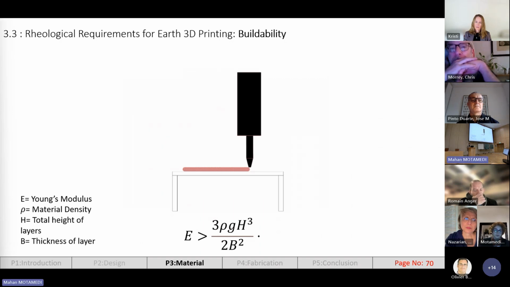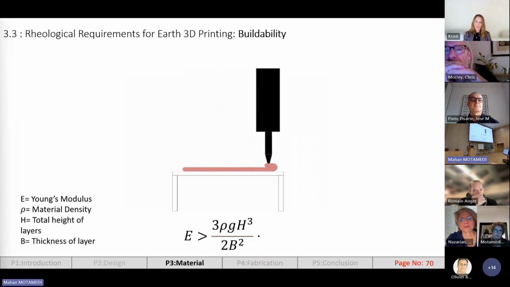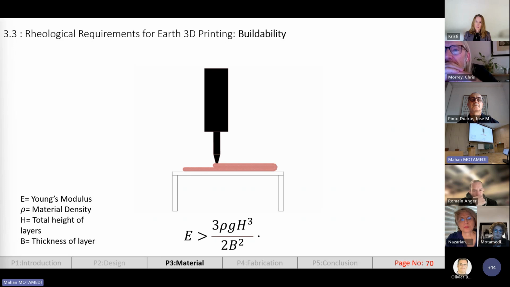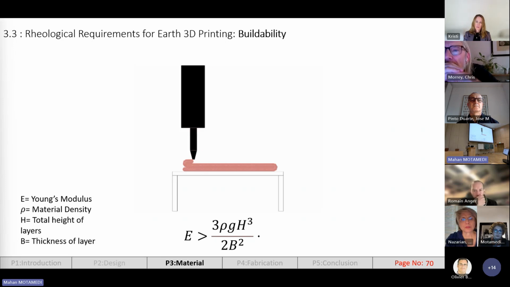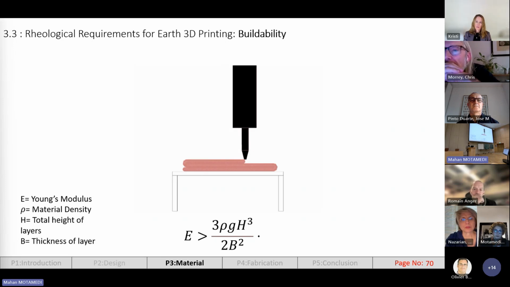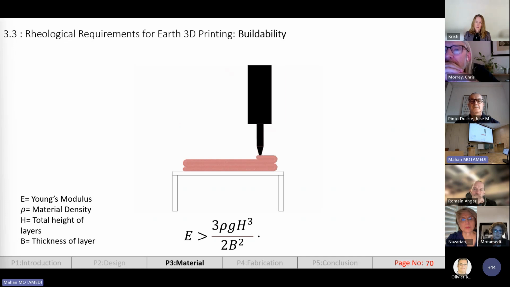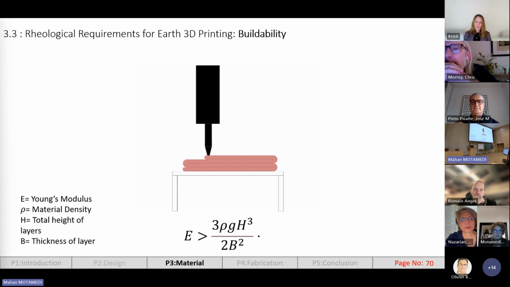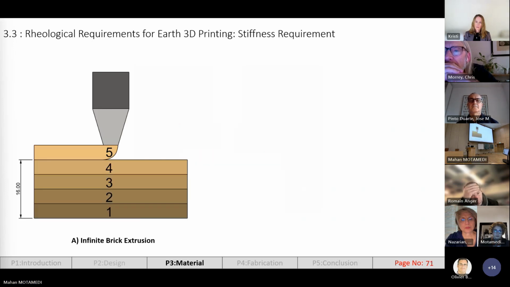The third requirement is the buildability, meaning that the material, after the deposition, has a very limited time in order to increase its strength, in order to maintain the load of the superposing layers. So here, the time is the interval time between printing two layers. The last requirement is the stiffness.